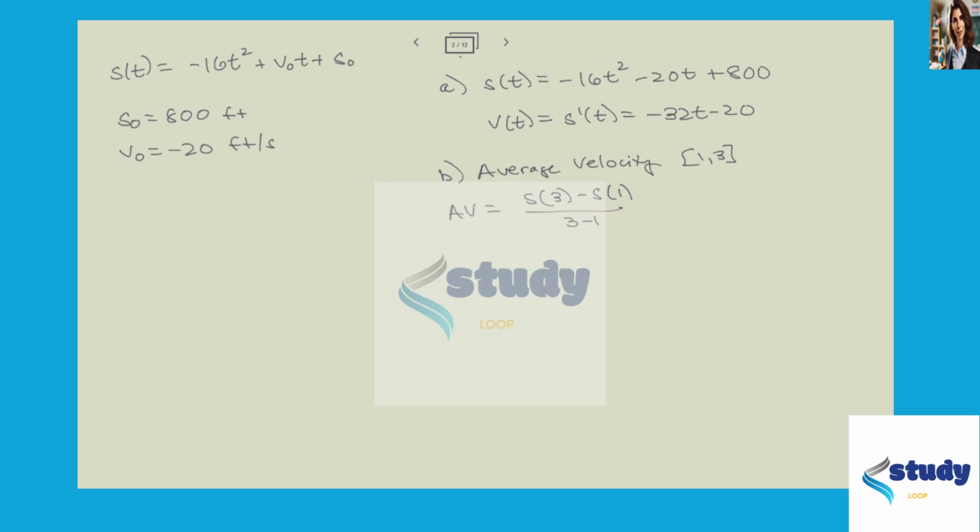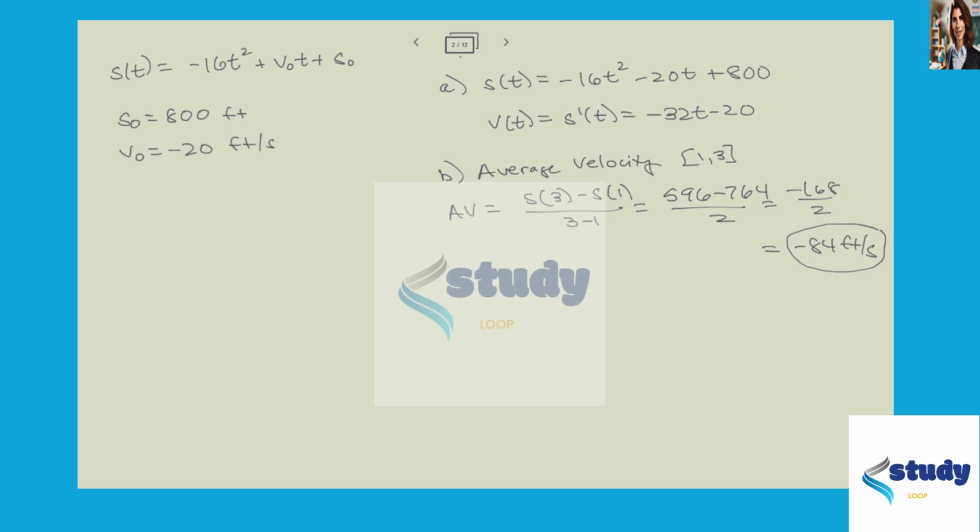So S of 3 is 596. S of 1 is 764, over 2, 3 minus 1. 596 minus 764 is negative 168 over 2. That's going to give me average velocity of negative 84 feet per second.